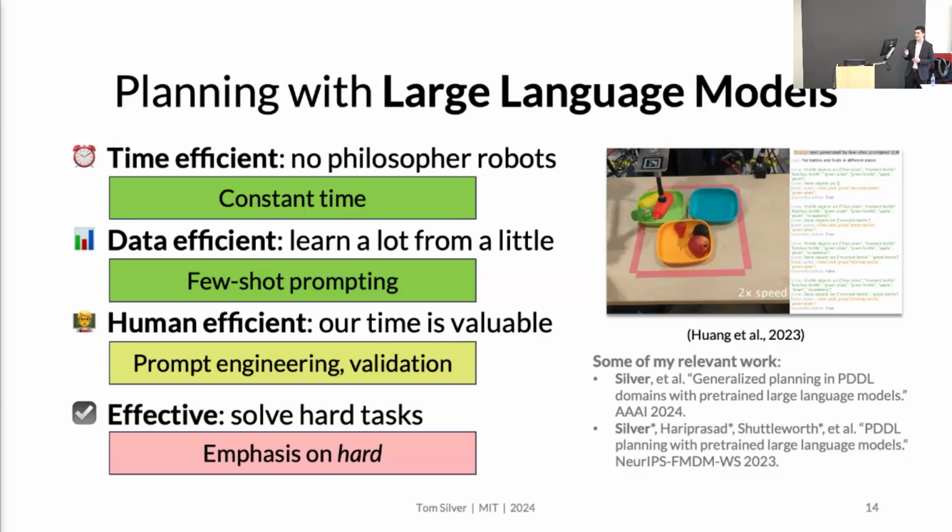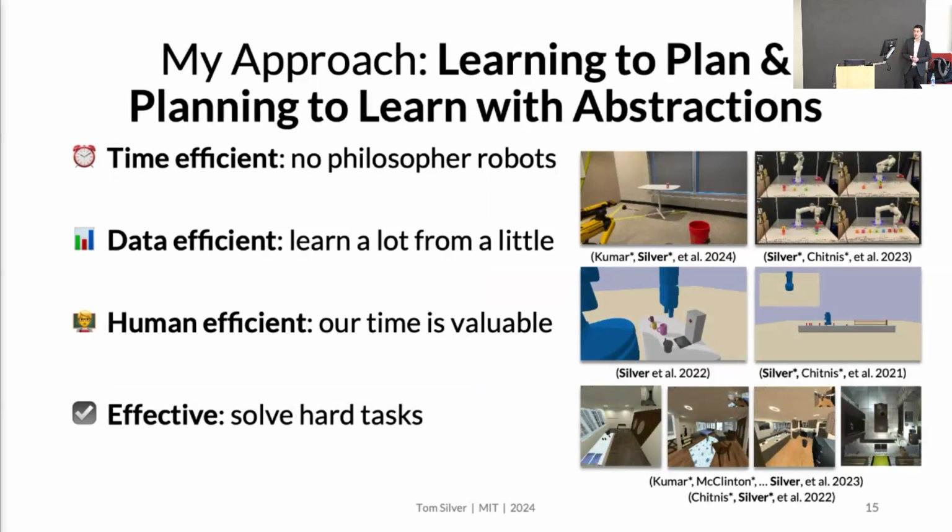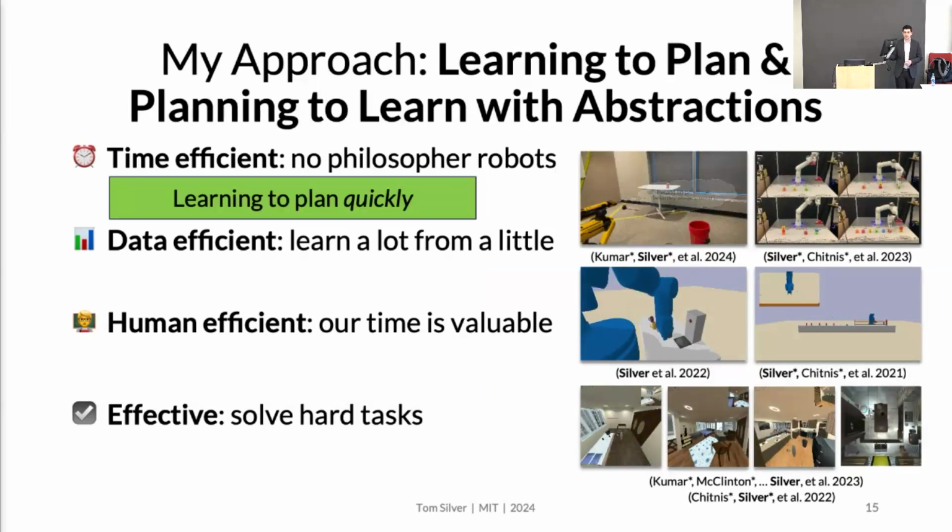And I'm hoping to give you a sense of why that is as I show you some of the example problems that we're talking about. But nonetheless, I think these kinds of models are very powerful and we can use them in many different ways. And we've already started to look at this, and I'll mention a couple of other ways at the end of the talk. But what I really want to focus on today is a different kind of paradigm, which I'll refer to as learning to plan and planning to learn with abstractions.